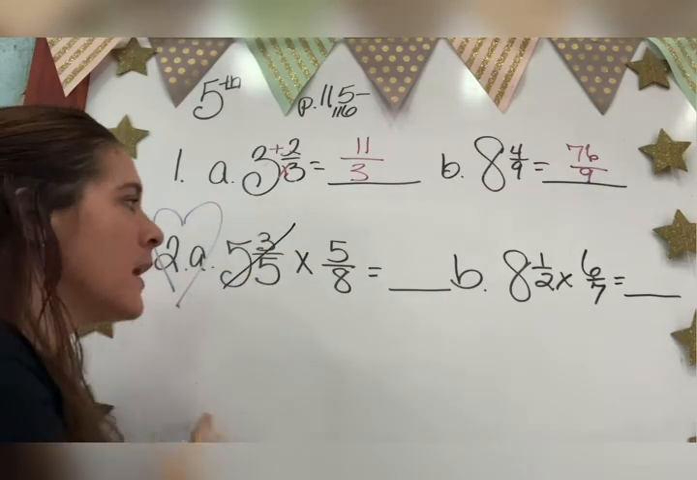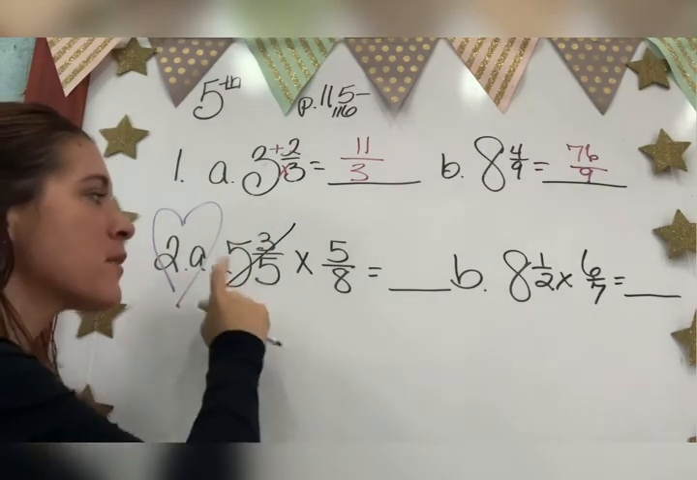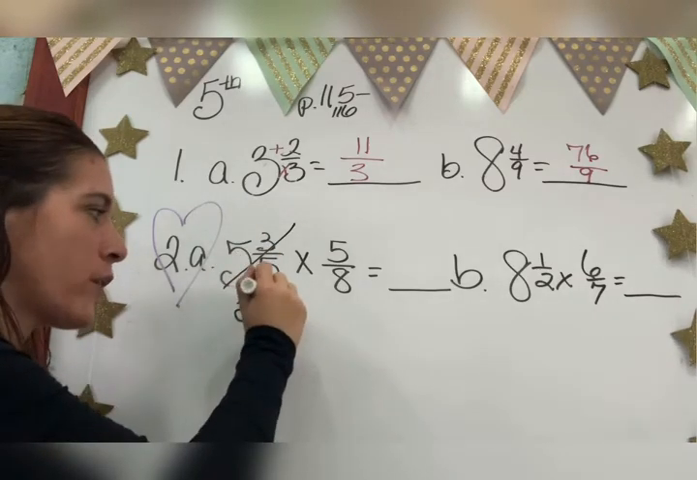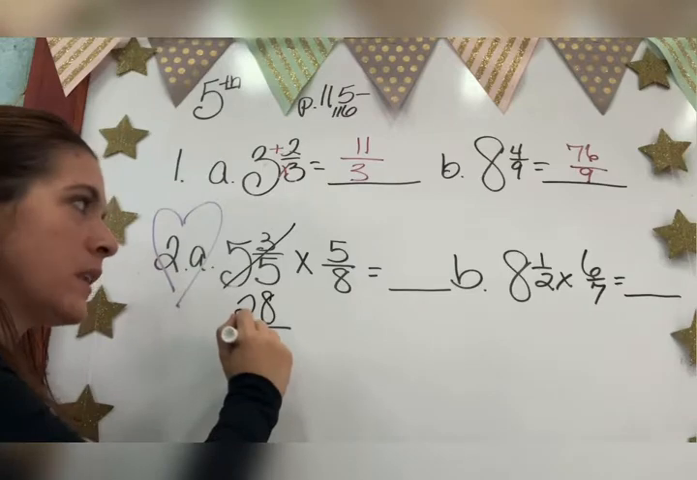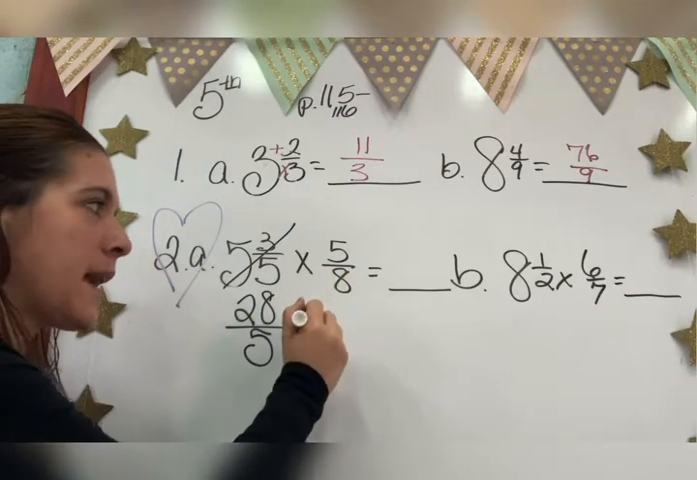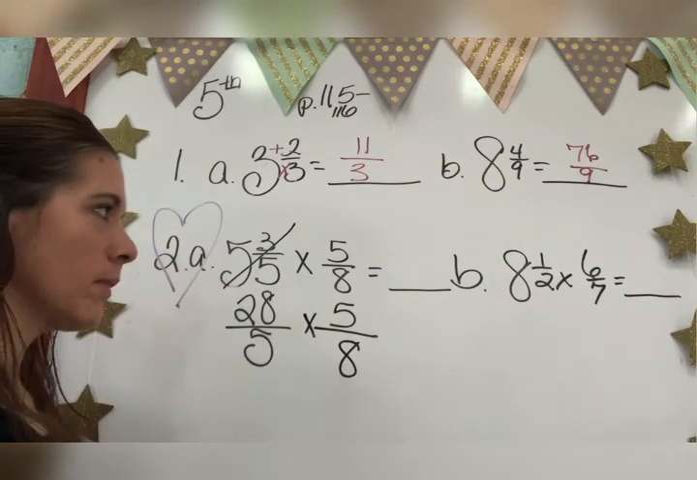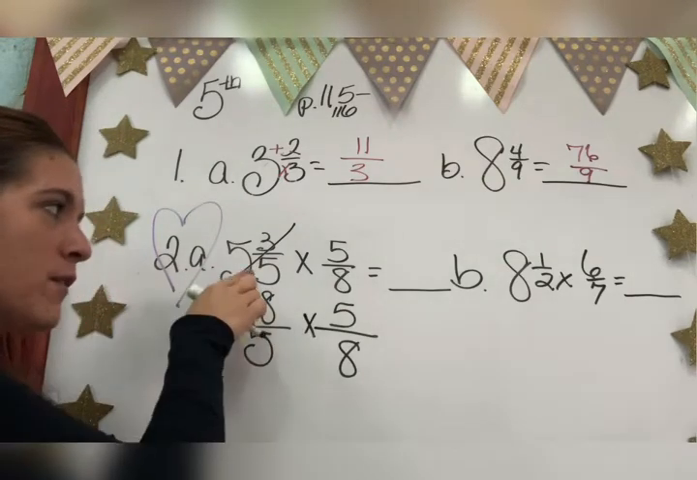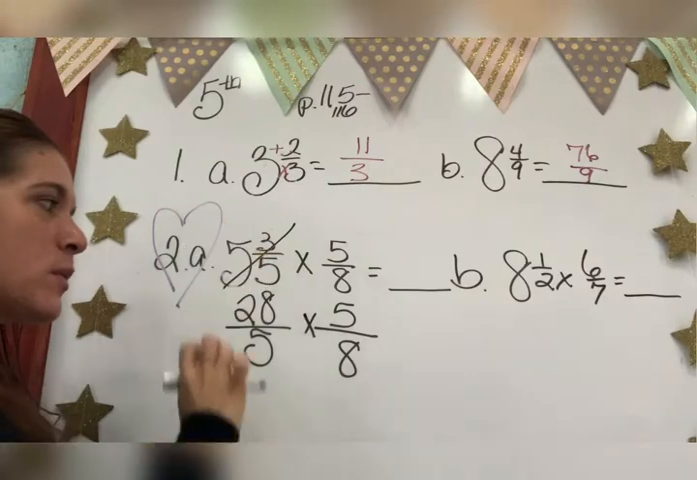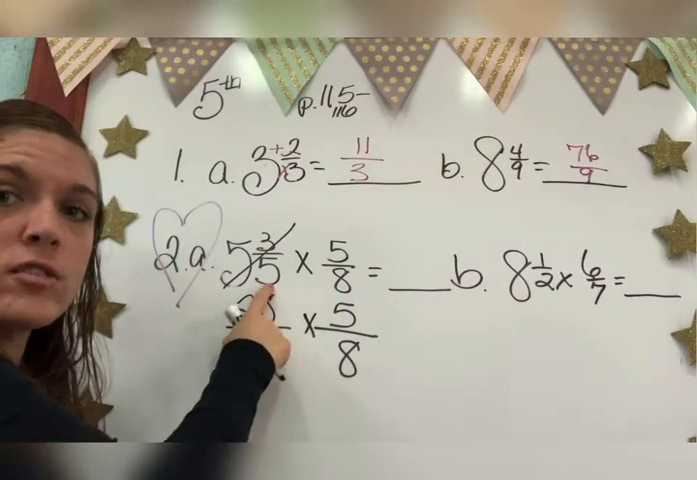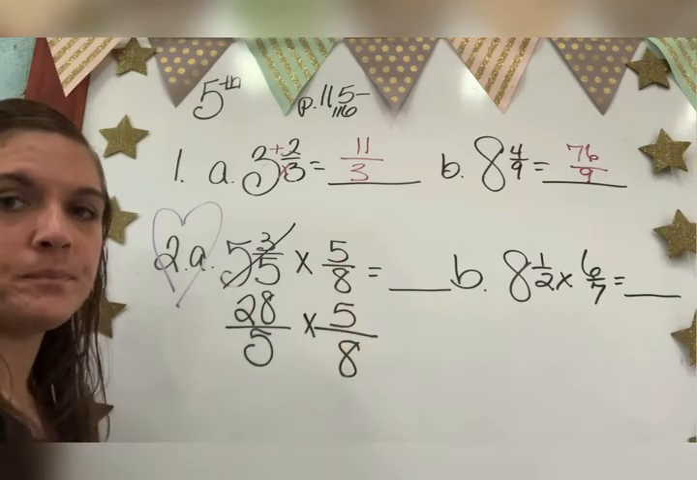Cross this out and convert it. 5 times 5 is 25. 25 plus 3 is 28 over 5, right? And then this stays the same, times 5 over 8, right? Okay, so again, 5 times 5 is 25, 25 plus 3 is 28. 28 is your numerator, 5 always stays your denominator because it doesn't change, and then this is the same.